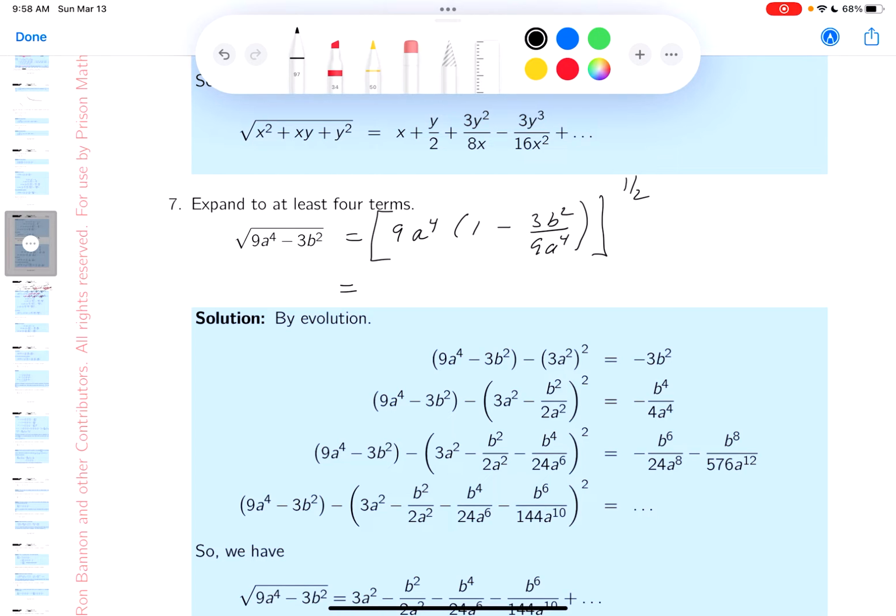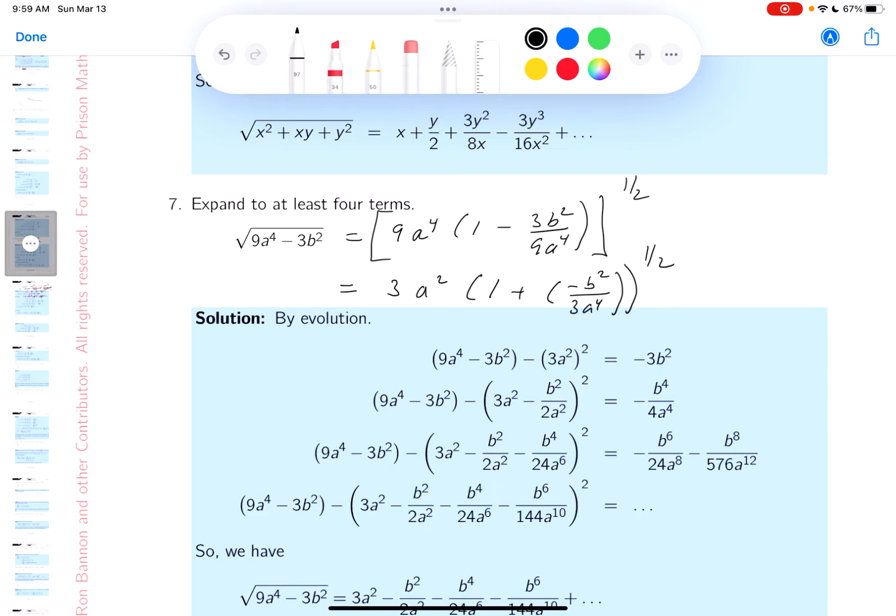Well, the square root of 9 is 3. The square root of a^4 is a squared. And then it's going to be this: 1 minus b squared over... you know what? I don't want to write the minus sign, so I want to write it as an addition problem. Sorry about that. Minus b squared over 3a^4, and this is being raised to the 1/2 power.